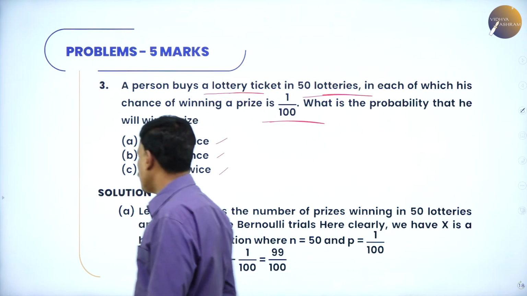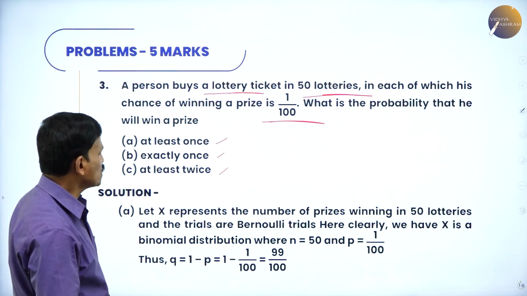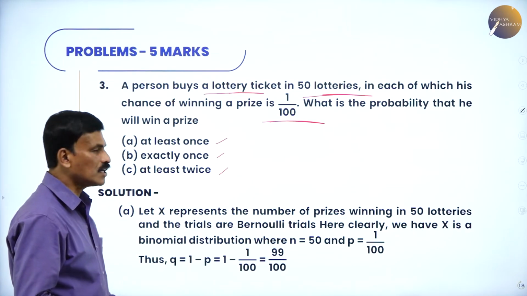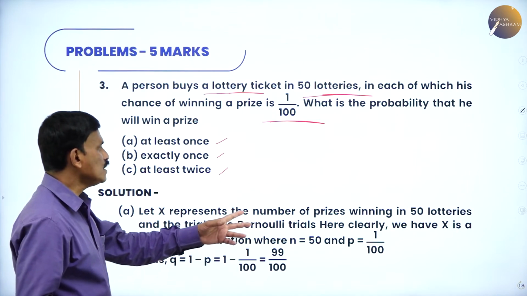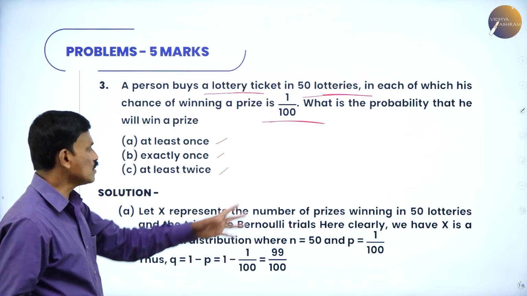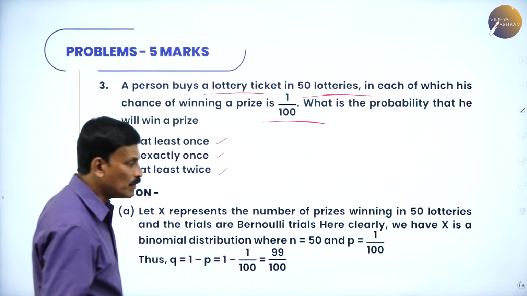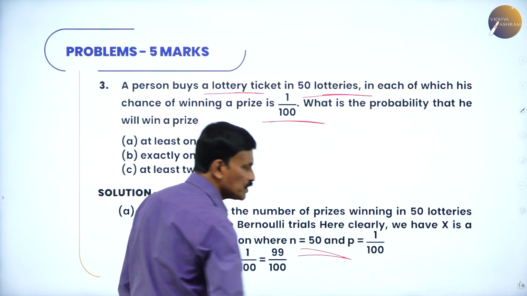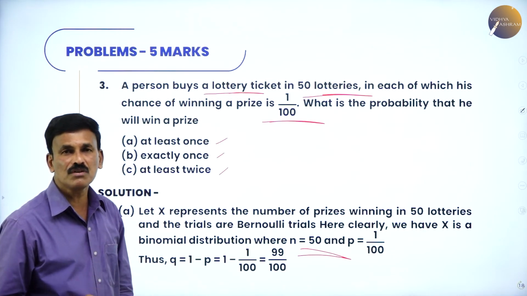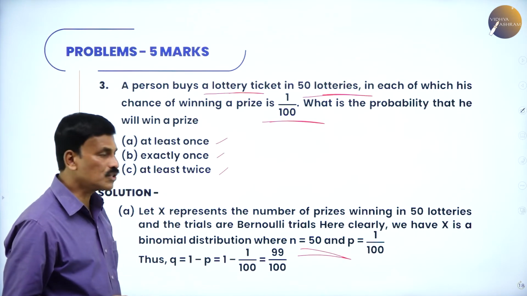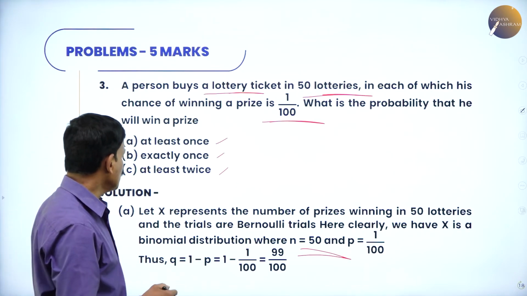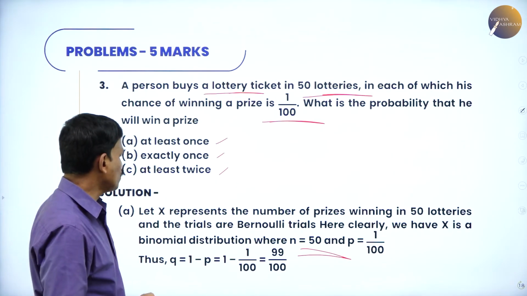Now, what is the condition given? Let x represent the number of prizes won in 50 lotteries, and the trials are Bernoulli trials. Hence, clearly x has a binomial distribution with n is equal to 50 and p is equal to 1 by 100, and q is equal to 1 minus p, that is 100 minus 1 over 100, which is 99 by 100.